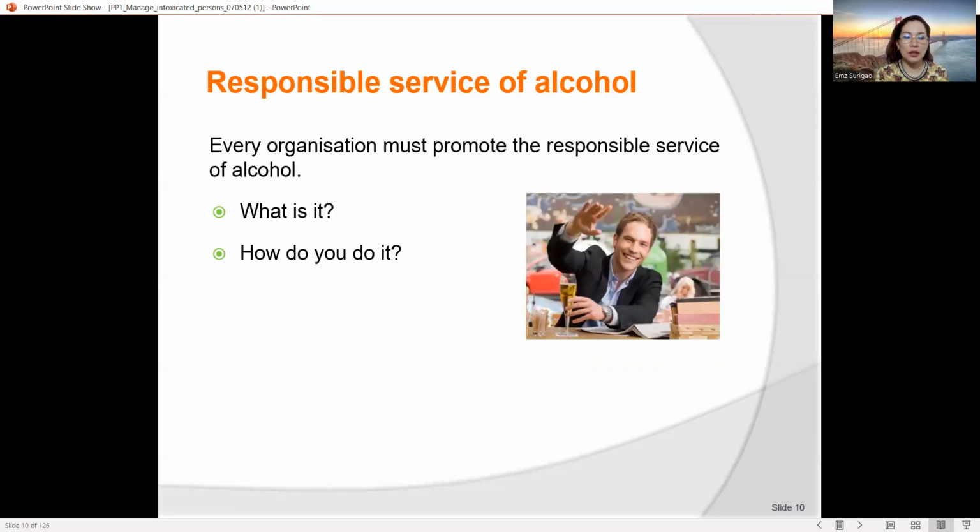Responsible service of alcohol. Every organization must promote the responsible service of alcohol. First, what is it? And second, how do you do it? There are ways to do the service.